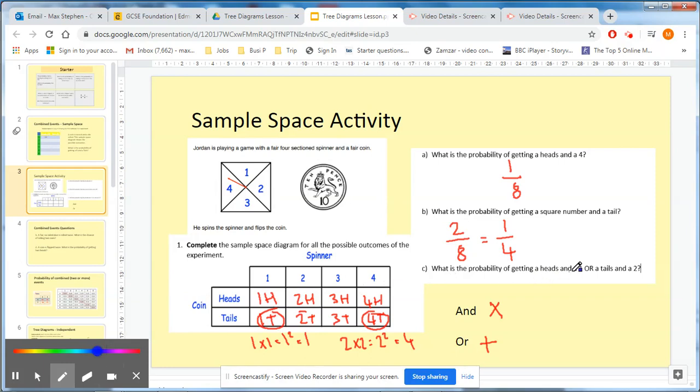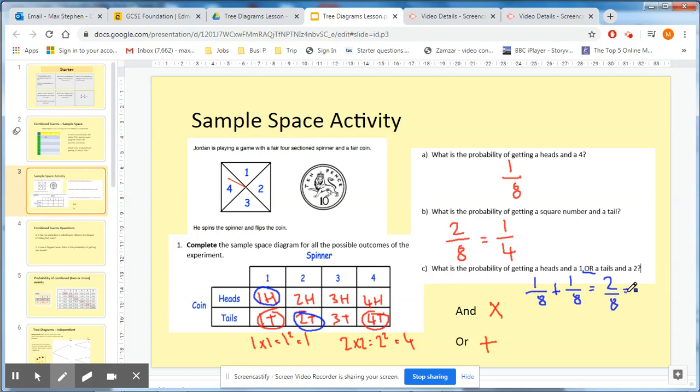Next question says, what's the probability of getting a heads and a 1 or a tails and a 2? So heads and a 1 is here. Tails and a 2 is here. So now we've got or. We're just going to add these two probabilities together. So we've got 1 out of 8 plus 1 out of 8. If we add those two together, it's going to get 2 out of 8. And again, we can simplify that to a quarter.